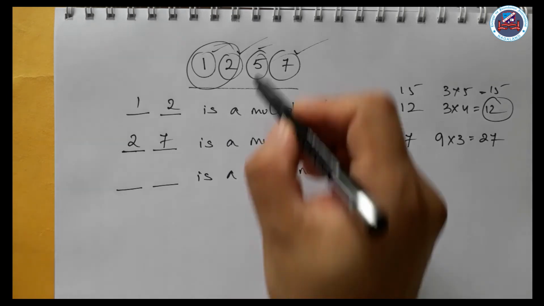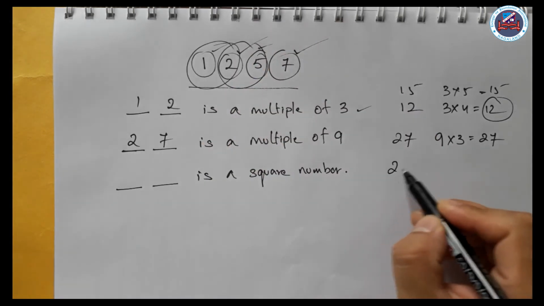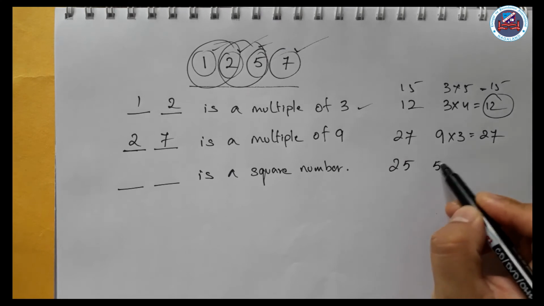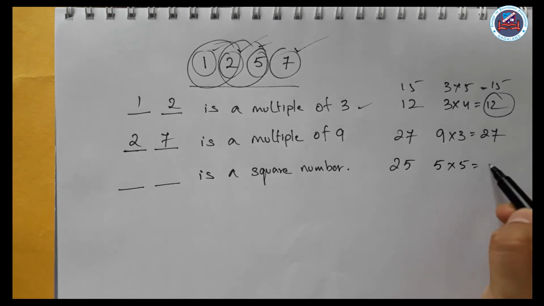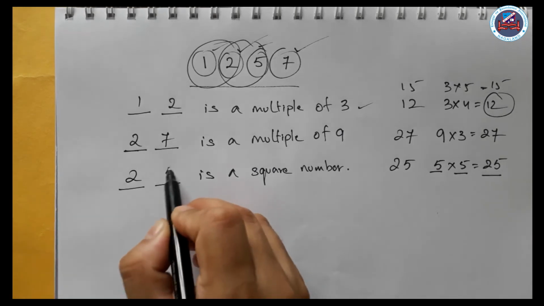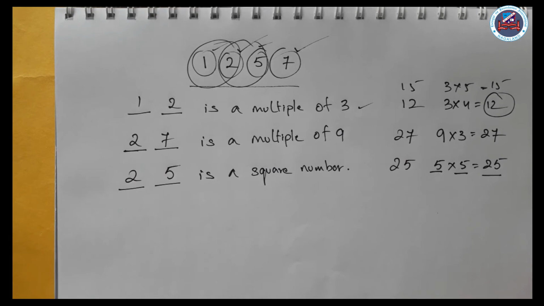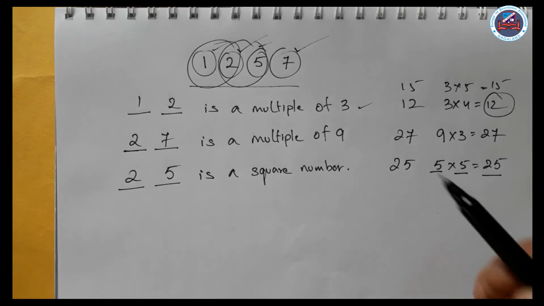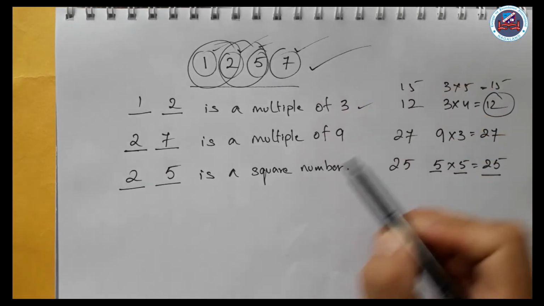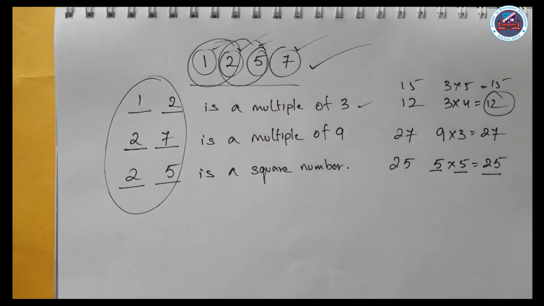Now I can see 2 and 5, that is 25. Now 5 into 5 equals 25. So 5 is being multiplied with itself and it is giving you 25. So we can write 25 is a square number. Now at your home you can try to find out other answers which are possible here.